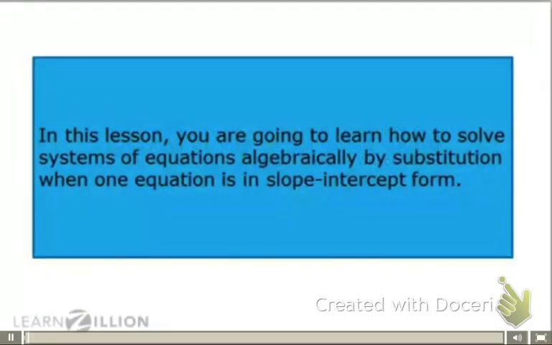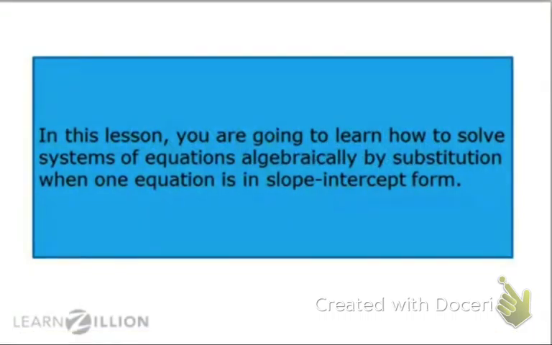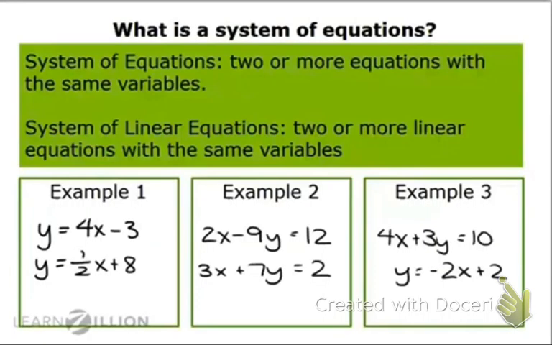In this lesson, you are going to learn how to solve systems of equations algebraically by substitution when one equation is in slope-intercept form. Let's recall that a system of equations is two or more equations with the same variables. A system of linear equations, which we will be studying in this lesson, is when you have two or more linear equations with the same variable. There are three examples below.